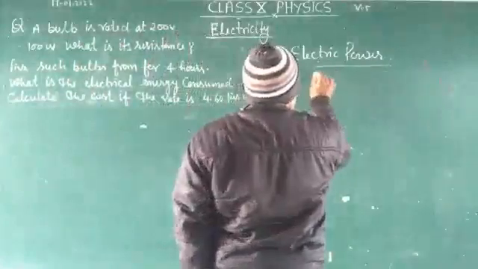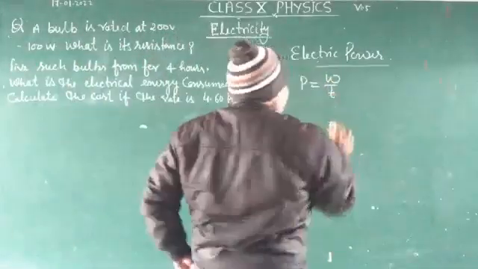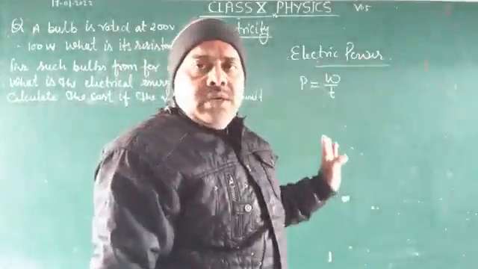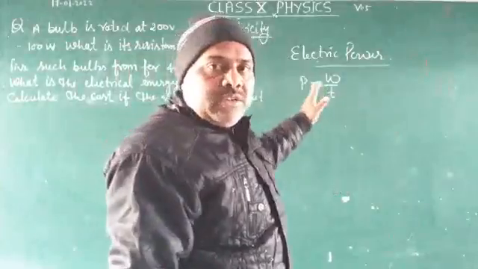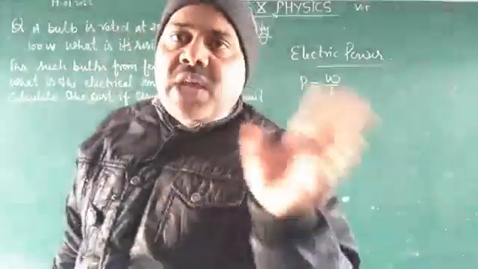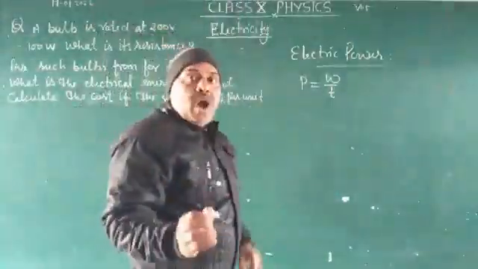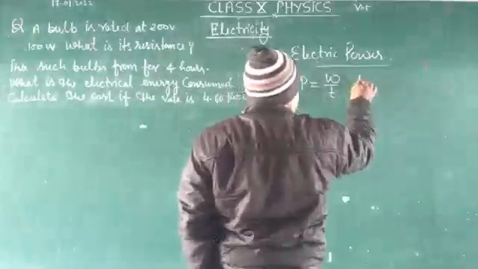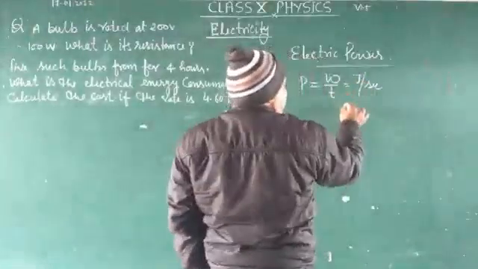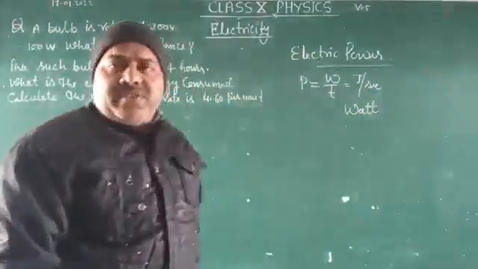We can denote electric power as P is equal to W upon T. What is W? W is the work done in time t seconds. The rate at which electric energy is consumed by electrical appliances is known as electric power. Electric power is measured in watt, which is joule per second. Watt is the SI unit of electric power.